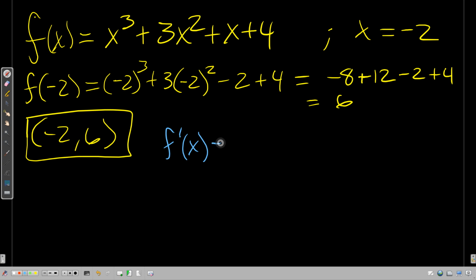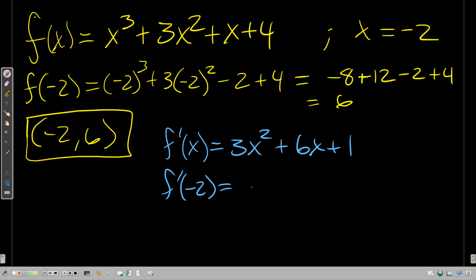f prime of x is going to be 3x squared plus 6x plus 1. Not too bad. f prime of negative 2 is going to be 3 times 4 plus 6 times negative 2 plus 1. So that's 12 minus 12 plus 1. This is just 1. That's the slope of my tangent line. So the equation of my tangent line is going to be y equals mx plus b. m is 1.